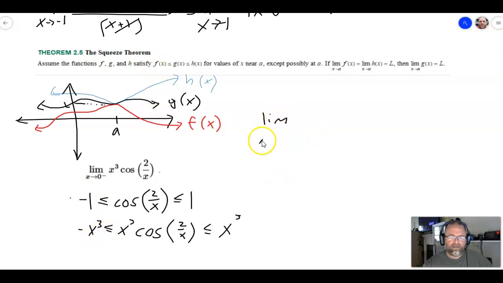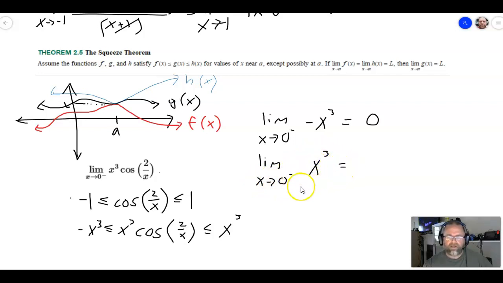So the limit as x approaches 0 from the left of negative x cubed. Well, since this is a polynomial, we can just plug that 0 in, even though it's one-sided, because we just looked at the laws for one-sided limits, and this is just going to be equal to 0. I'm going to do the same thing with h of x: the limit as x approaches 0 from the left of positive x cubed.